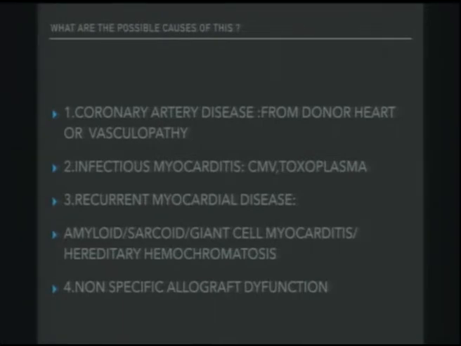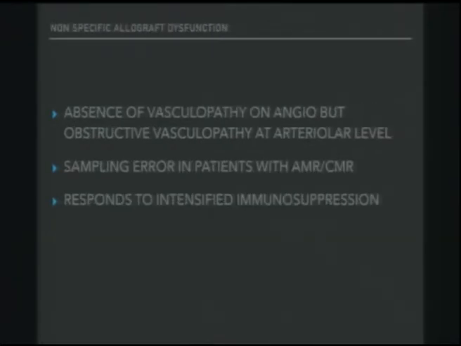This is likely to be the most common one you encounter, where you don't know why this particular patient is having graft dysfunction. This is defined as absence of vasculopathy in the angiogram, but obstructive vasculopathy at the arterial level. I think commonly this could be because of sampling error in patients with AMR and CMR.